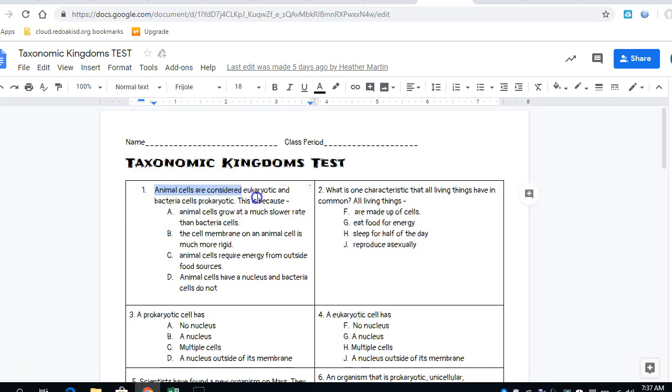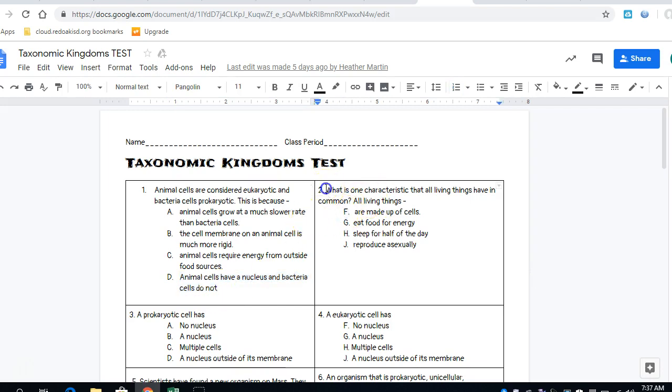Animal cells are considered eukaryotic and bacteria cells prokaryotic. This is because, is it A, animal cells grow at a much slower rate than bacteria? Is it B, the cell membrane on an animal cell is much more rigid? Is it C, animal cells require energy from outside food sources? Is it D, animal cells have a nucleus and bacteria do not?